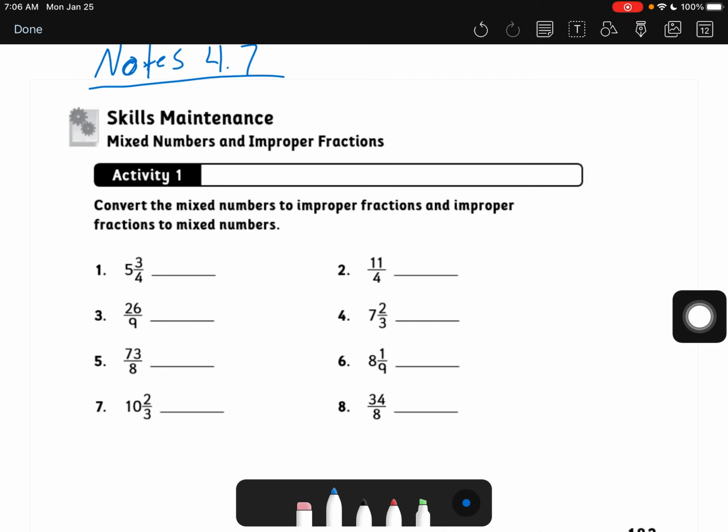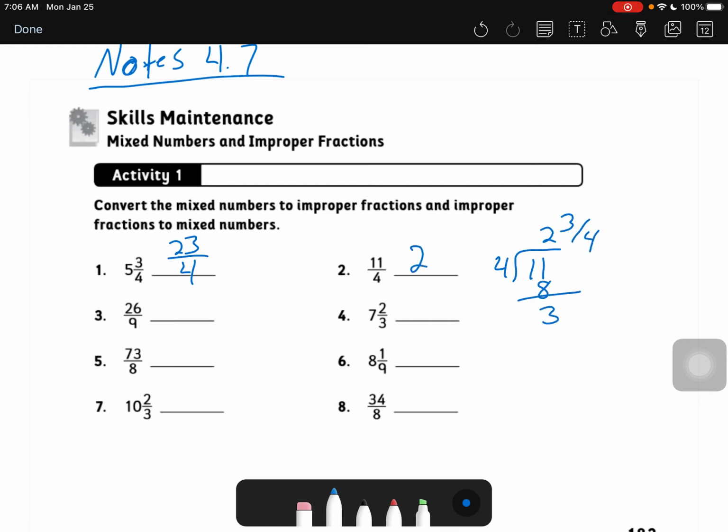So if you remember, when we have a mixed number, it's just going to be 5 times 4 plus 3, so that would be 23 fourths. And now we're kind of mixing it up here. Now we're going to go the other way. This is where we have to divide. 11 divided by 4. 4 goes into 11 twice, which is 8, and you get a remainder of 3. So you get 2 3/4.